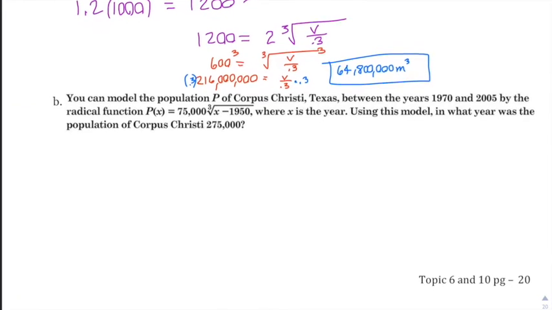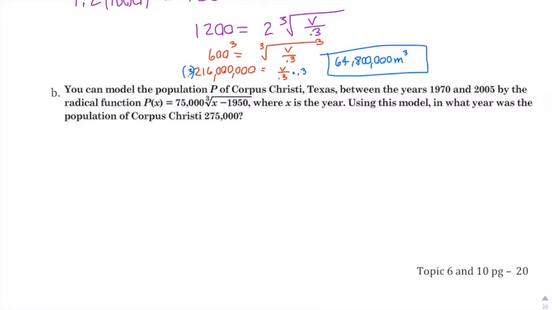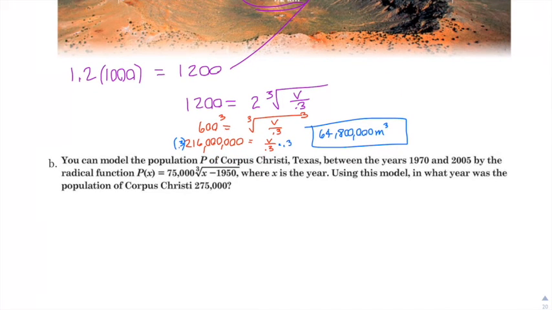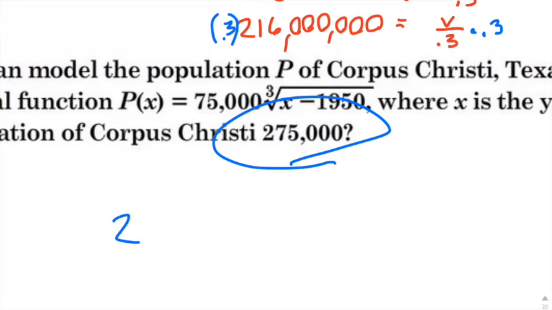Okay, let's see what's going on with this one. You can model the population P of Corpus Christi, Texas between the years of 1970 and 2005 by this radical equation, where X is the year. Using this model, what year was the population of Corpus Christi 275,000? Let's make sure they don't have anything weird going on with the units here. I don't think so, so we'll take that and plug it in for P.